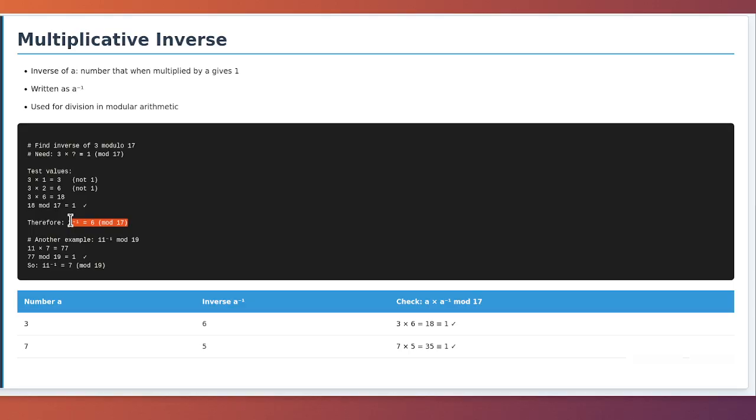Finding inverses is essential for ECDSA because the formulas involve division, and in modular arithmetic, dividing by a is the same as multiplying by the inverse. You can find inverses by trying all numbers from 1 to 16, or use the extended Euclidean algorithm for larger numbers. In ECDSA, we will need to find the inverse of two values, K inverse when calculating S, and S inverse when verifying the signature.